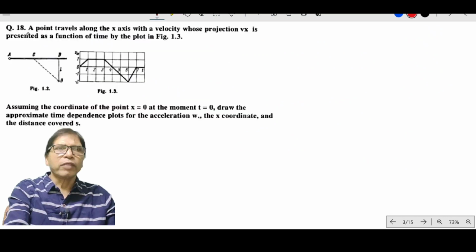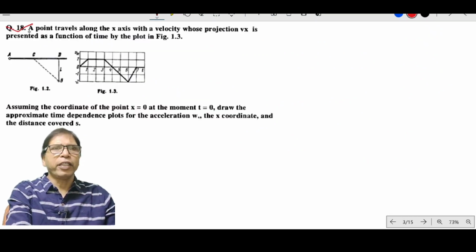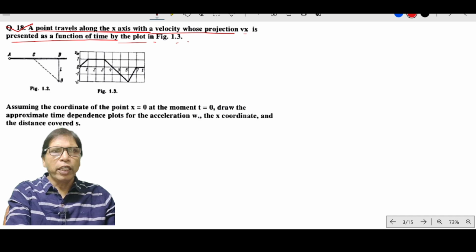Okay. Now question number 18. A point travels along the x-axis with velocity whose projection Vx is represented as a function of time, plotted in figure 1.3. Initially, the velocity increases from 0 to 1 in 1 second.